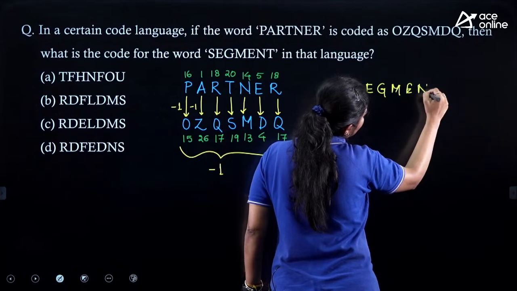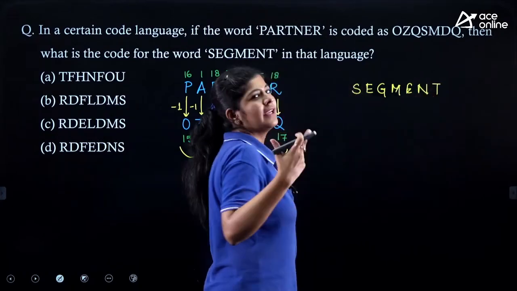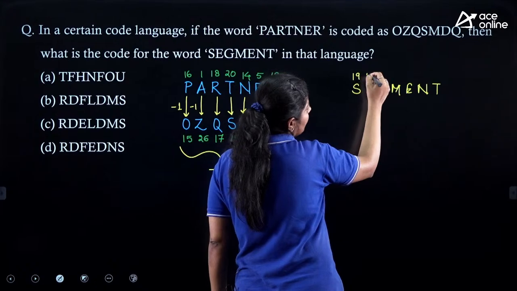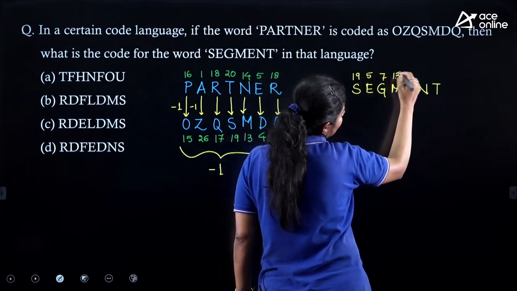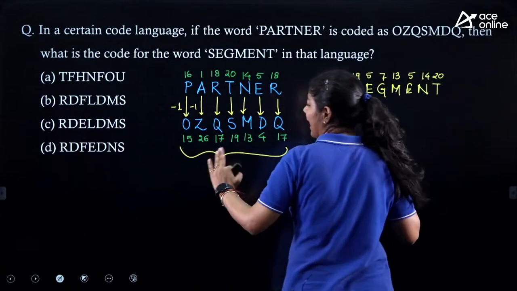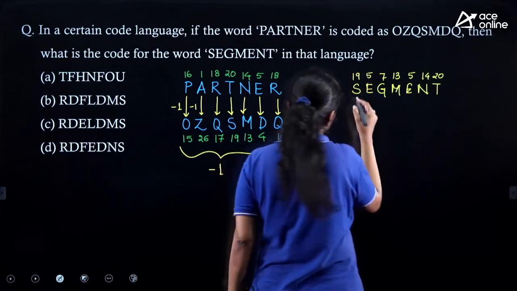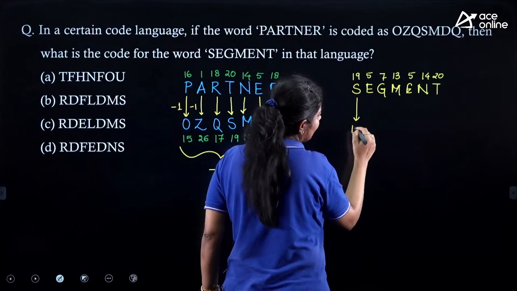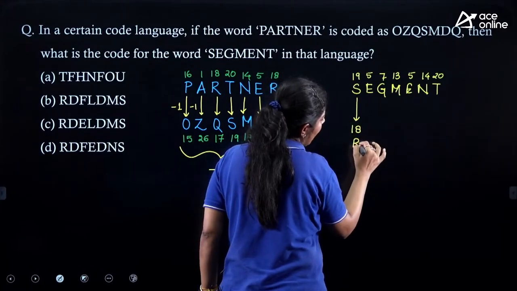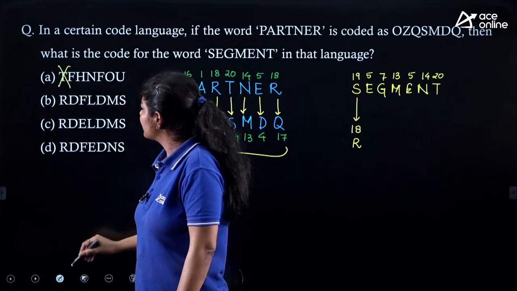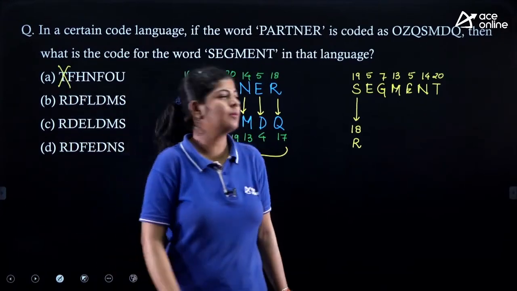With the word segment, right? Now again I am going to write down the associated numbers: 19, 5, 7, 13, 5, 14 and 20. And I have to apply the minus 1 logic. So 19 minus 1 gives 18, and 18 is associated with R. So my answer should start with R. Option A is eliminated and we are left with three more options.